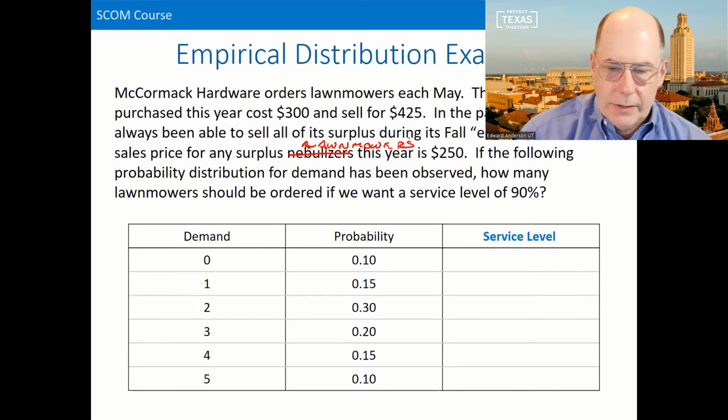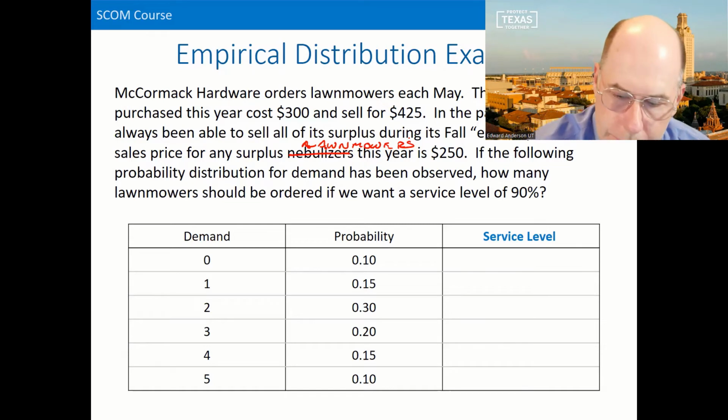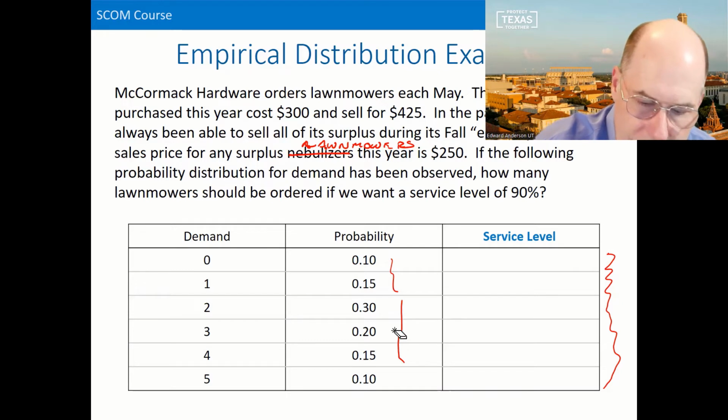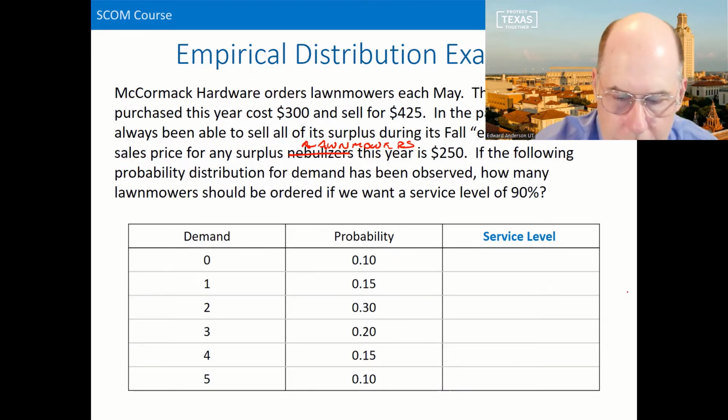Okay, so what we're going to do is we're going to go through all of these levels here, and we're going to calculate them by summing the probabilities here. And so let's do that. First of all, we've got about a 10% chance that we'll sell nothing.